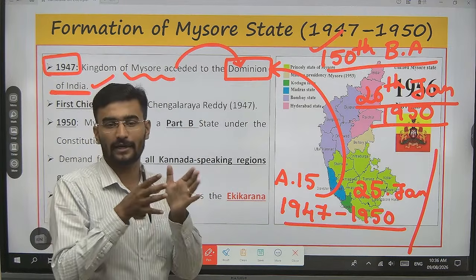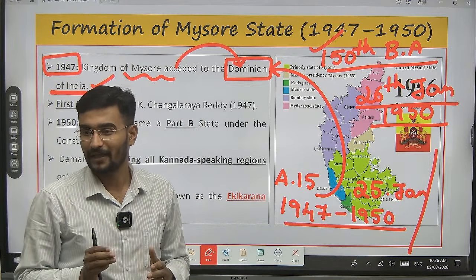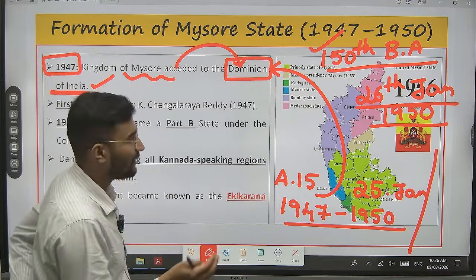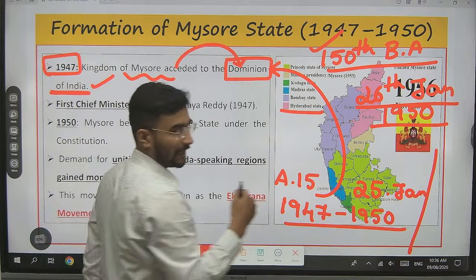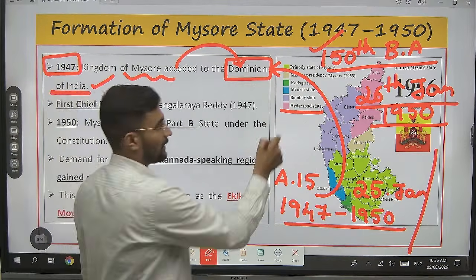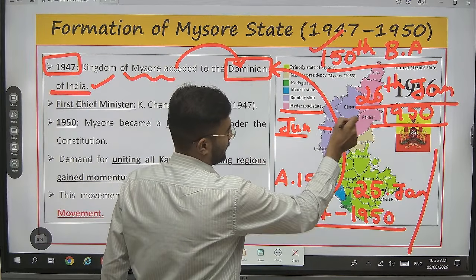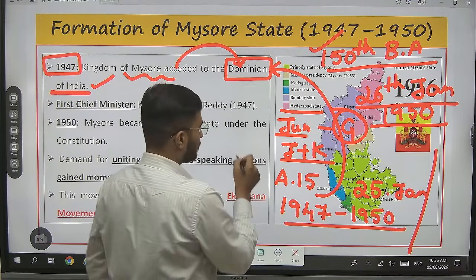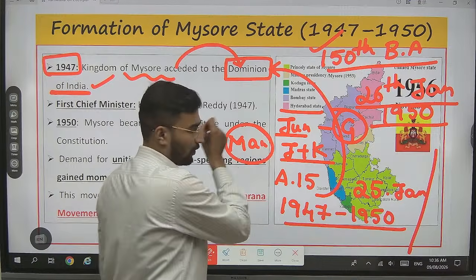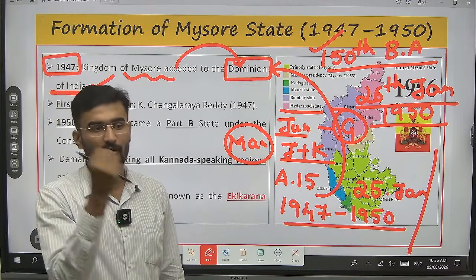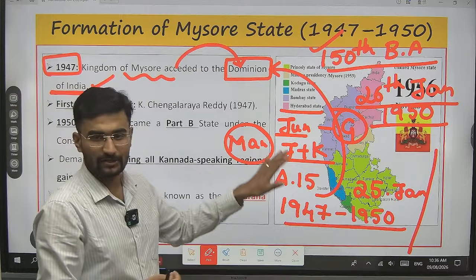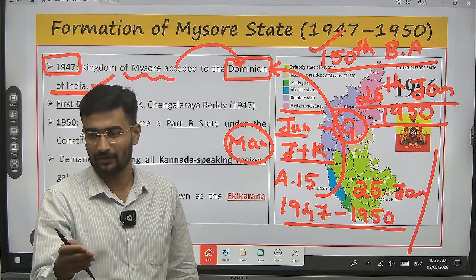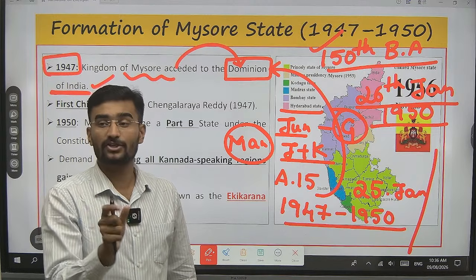And all those states got integrated except 3, the rebel princely states. The rebel princely states are the Hyderabad state; second, Junagadh, which is present in Gujarat; and the third, Jammu and Kashmir. And sometimes we also count Manipur, which was also a rebel state, but later got integrated via different actions. Hyderabad state got integrated via the police action, which we call Operation Polo.